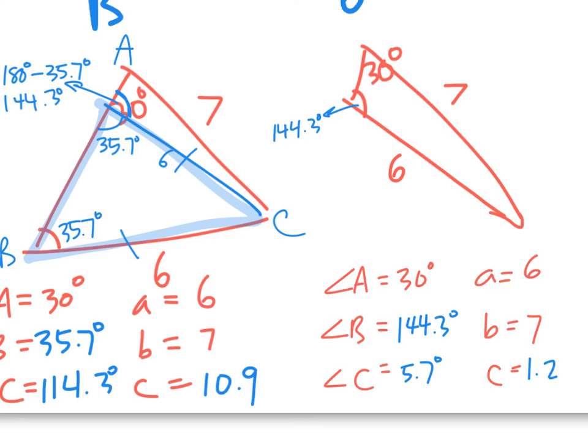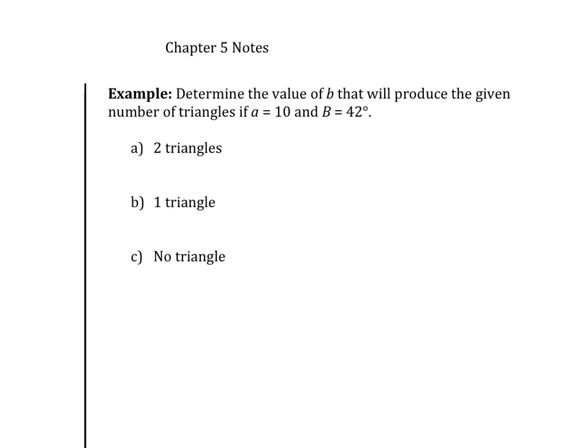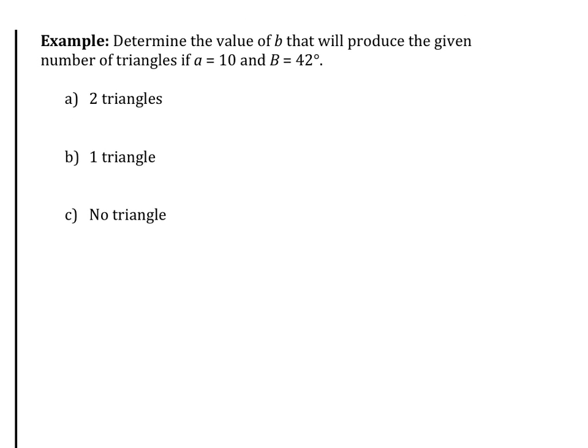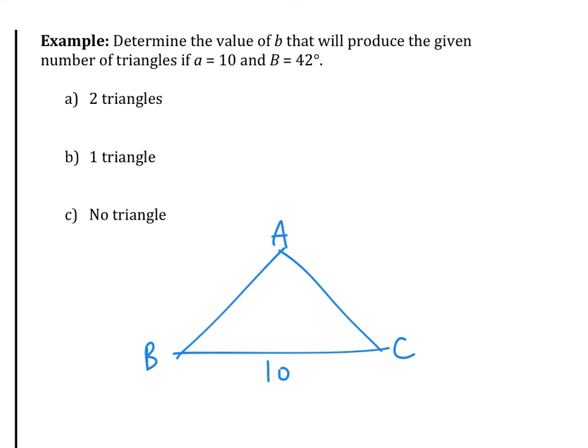Okay, let's try another one. Determine the value of b that will produce the number of triangles. If A is 42, a is 10. Okay, let's draw this diagram. A, B, C. Find the value of b. They want to know side b. That's this side.